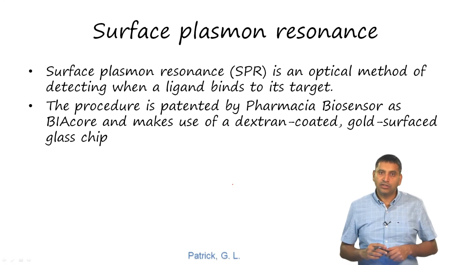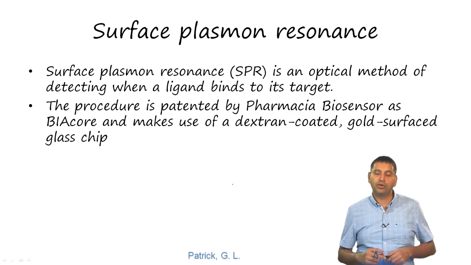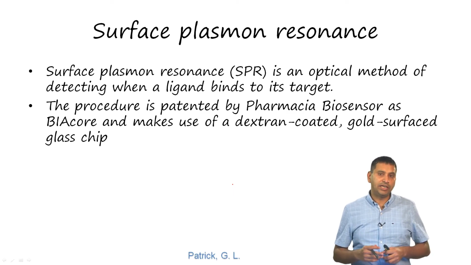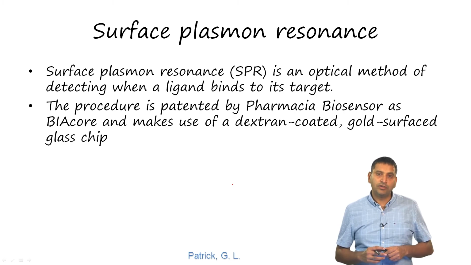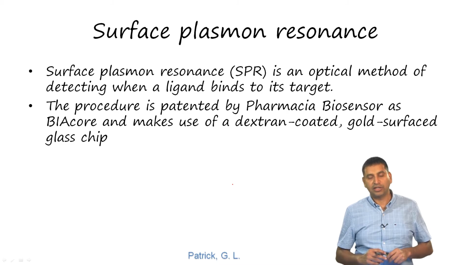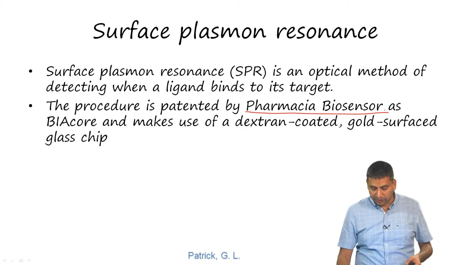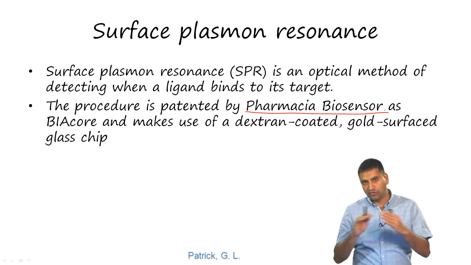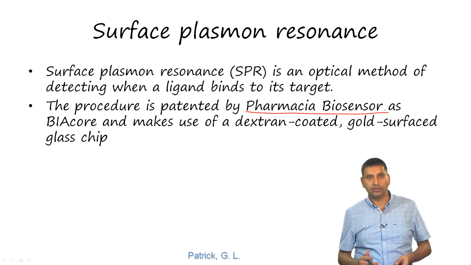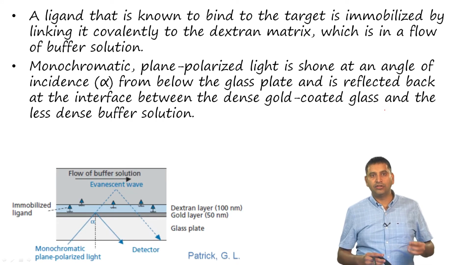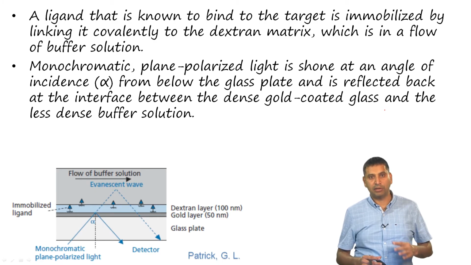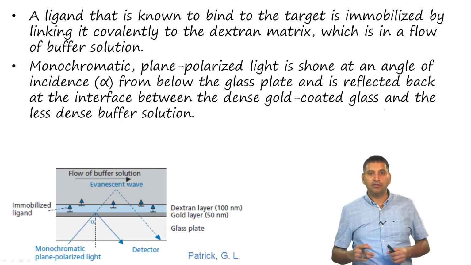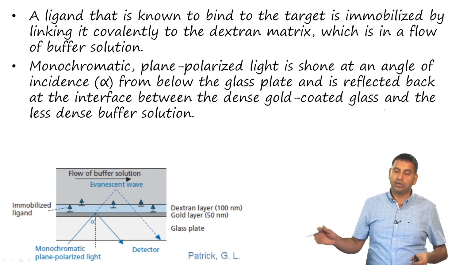There is another technique known as surface plasmon resonance, which is used for screening. So, we will go into a little bit of detail about this. Surface plasmon resonance is basically an optical method for detecting when a ligand binds to its target. This is patented by a company, and they use a dextran coated gold surface glass chip. So, we will look into some of the details about this now. A ligand that is known to bind to its target is immobilized by linking it covalently to the dextran matrix. Okay. Then we allow the buffer to flow.